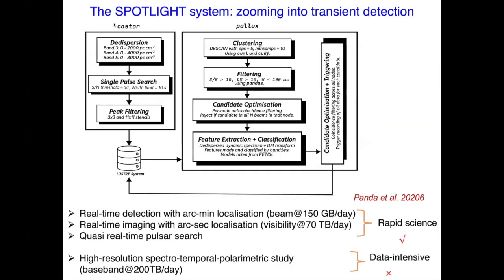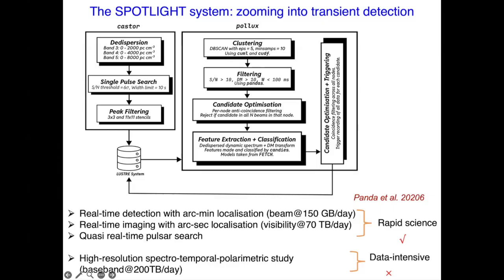Just to zoom in further on the transient pipeline, which is the topic of today's discussion, we have two parts. Like a conventional transient search pipeline, we have dedispersion, single pulse search, and then finding the peaks. Then the second part does the candidate reduction, where we filter out redundant candidates as well as spurious candidates, with various kinds of filtering and clustering.